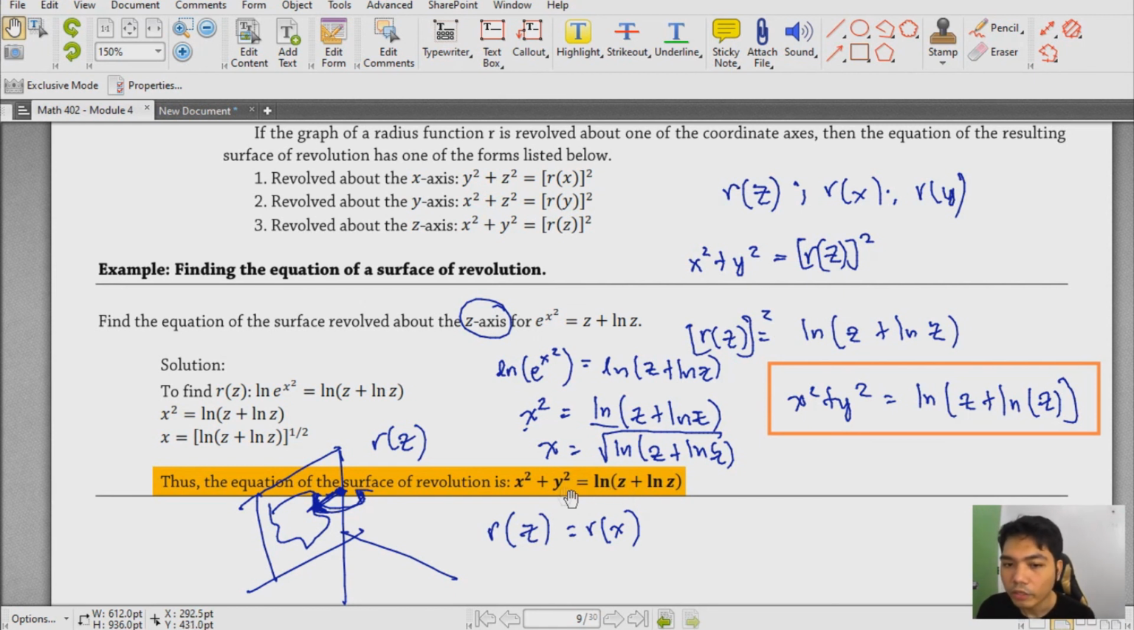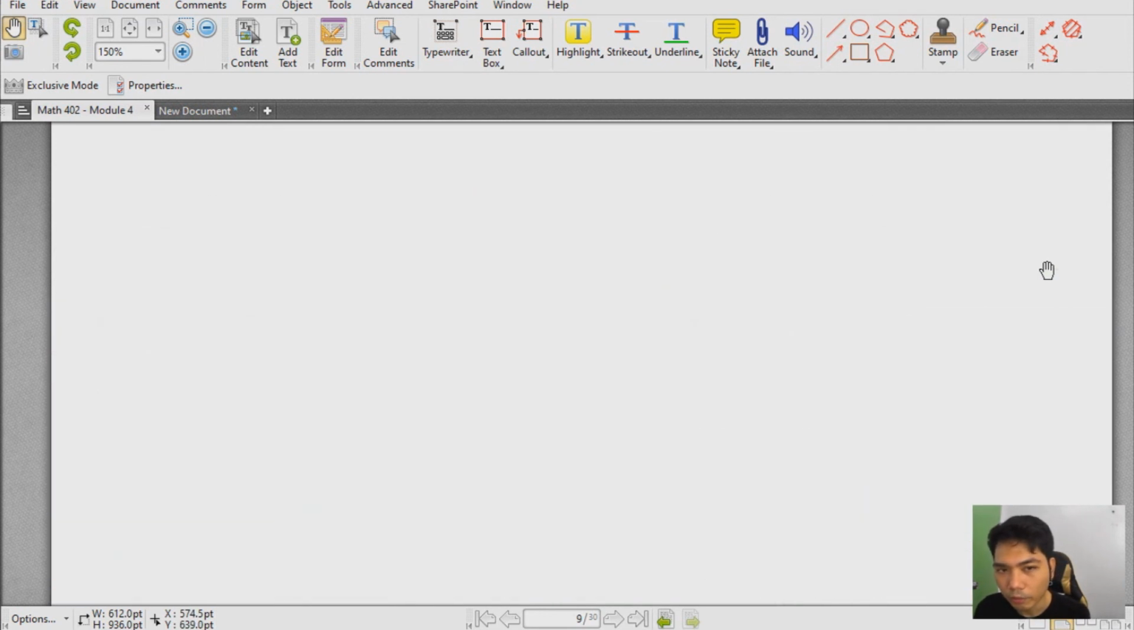And then, kung ano man yung variable na pinapag-ikutan natin, pinapag-rotate natin, siya yung i-square natin dapat yung kanyang equation. And then, remember, kung ano man yung axis of revolution natin, you have to expect na siya yung magiging radial distance natin. So, for example, kung Z siya, dapat R of Z din to. And then, kung Y naman, so dapat R of Y din. So, you have to make sure of that certain condition.